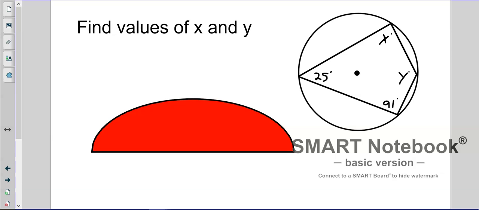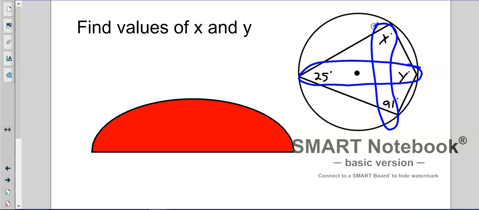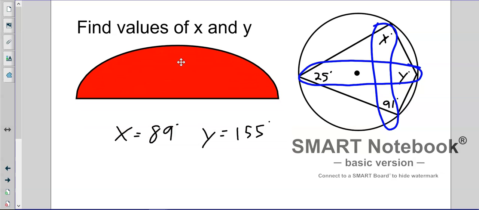Find the values of x and y. When you have a quadrilateral inside a circle, these opposite angles are supplementary, and these are supplementary. So we just do 180 minus those numbers. So x is 89 and y is 155. And that's it.